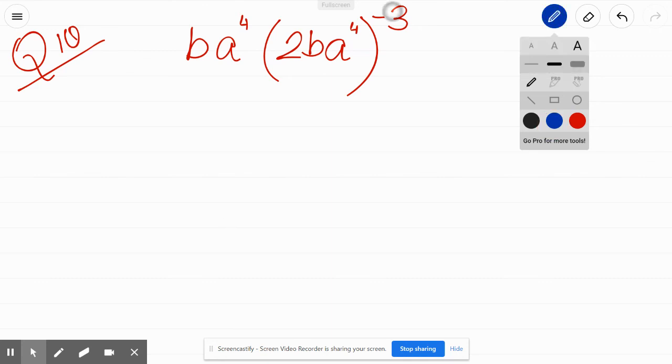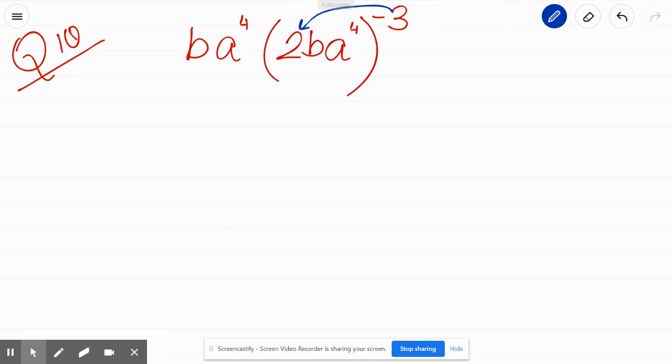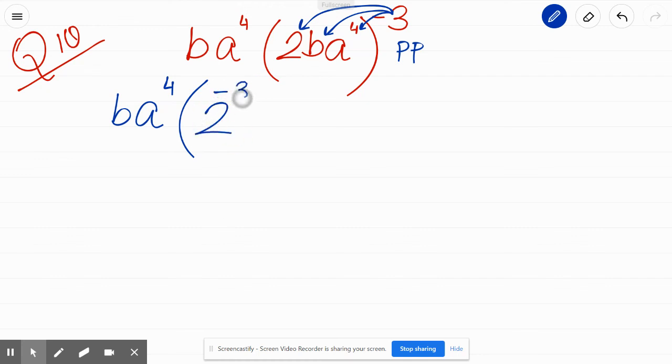And first, we have to give the power to everybody. So power of a power rule is being applied here. So BA4 will just slide along as we simplify the expression in the parentheses. So this changes to the power of negative 3, B to the power of negative 3, and A to the power of negative 12.